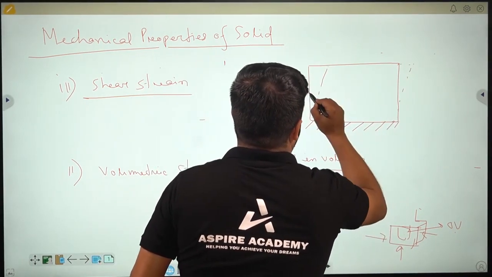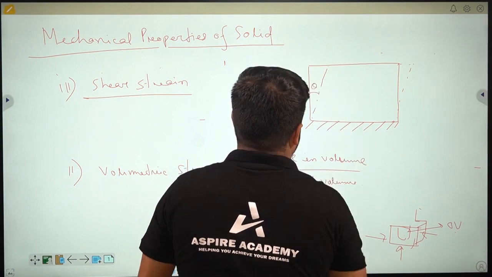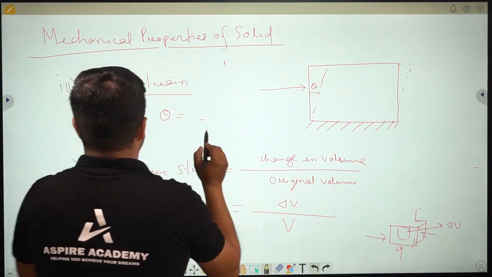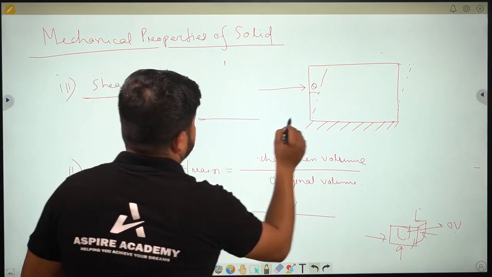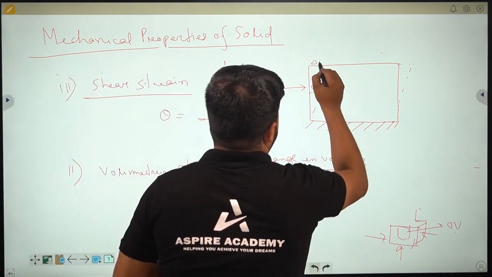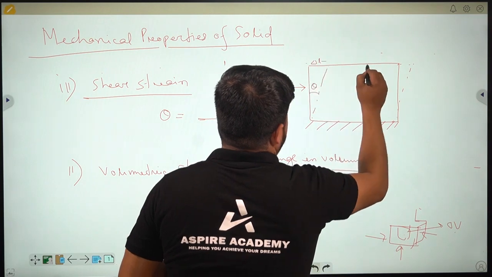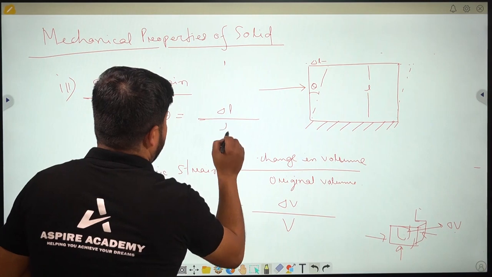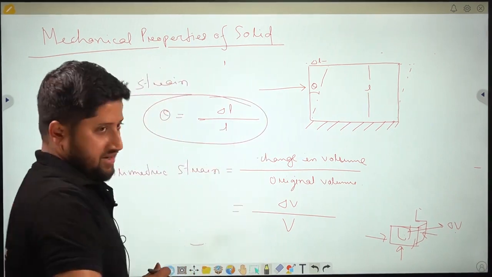So what will happen? How much can it be bent? Theta is the amount of bend. This is called shear strain. It is how much of the length is bent, del L, and the relative displacement is called L. This del L by L is called shear strain.